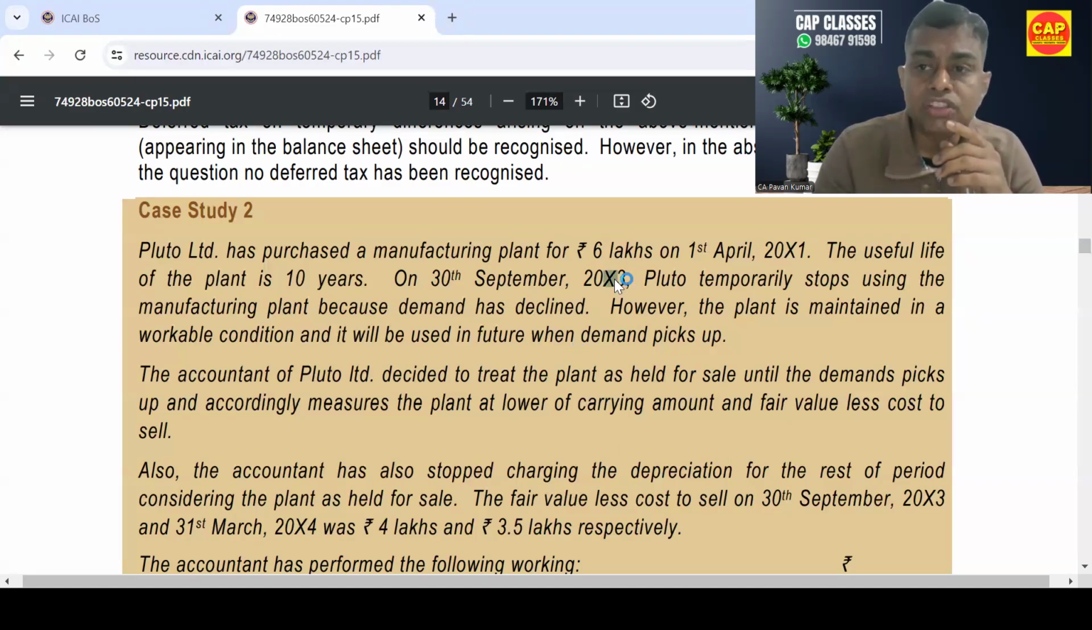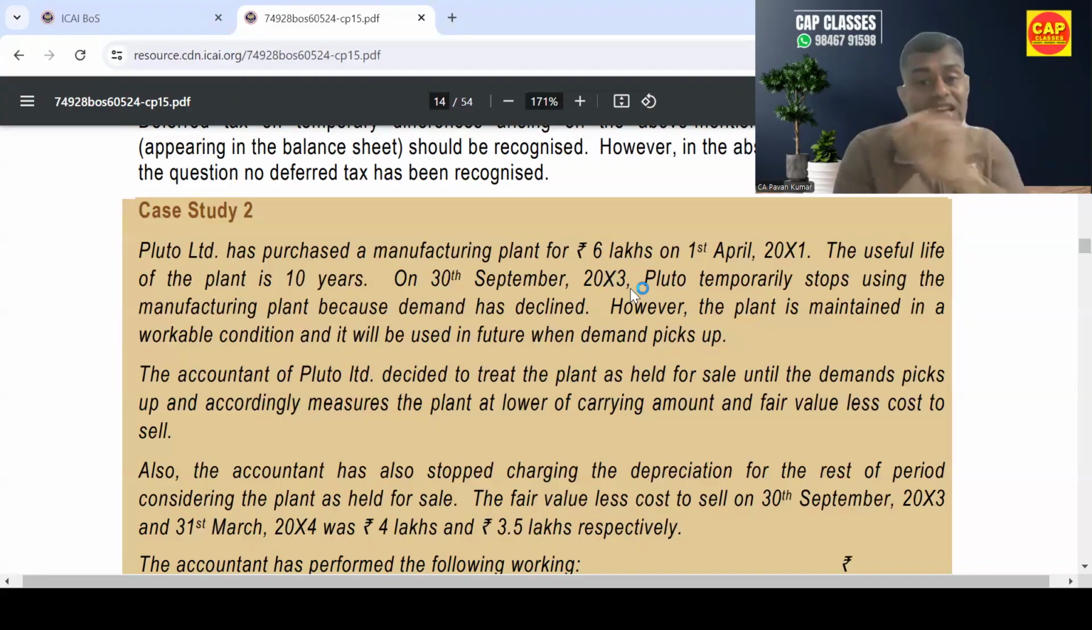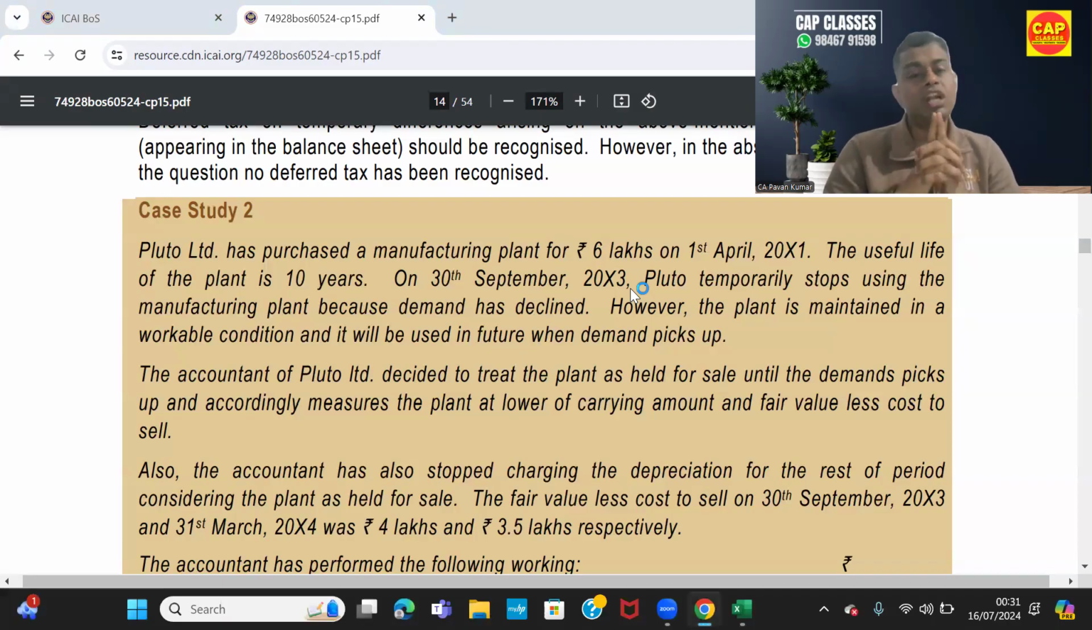On 30th September 20X3, that means how many years is the asset being used till today? 1st April 20X1. So up to 31st March 20X2, 1 year, 31st March 20X3, 2 years, 30th September 20X3, 2.5 years. So you used the asset for 2.5 years. For 2.5 years, what is the depreciation? 60,000 into 2.5 years, 1,50,000.